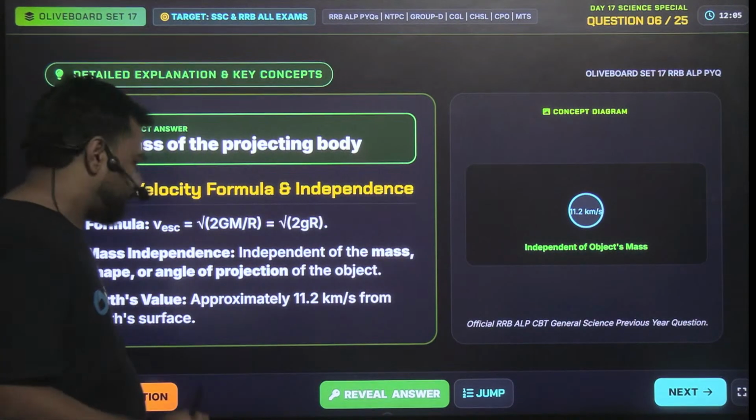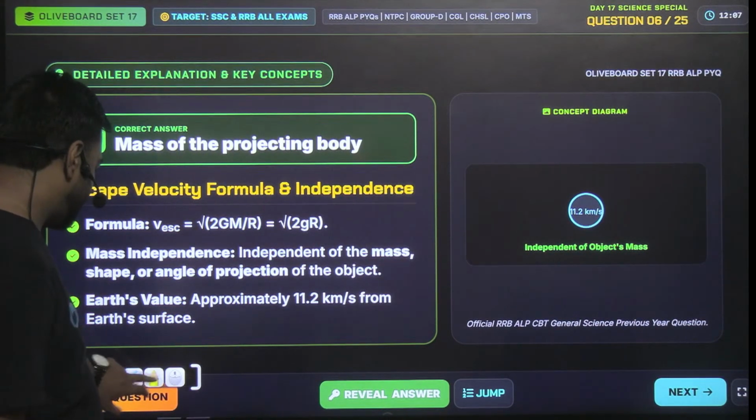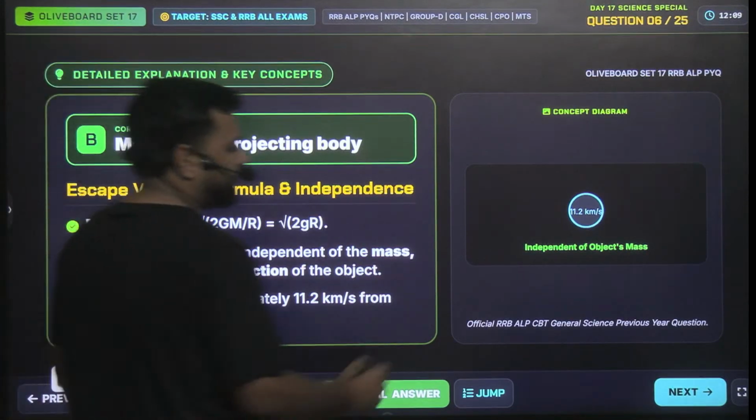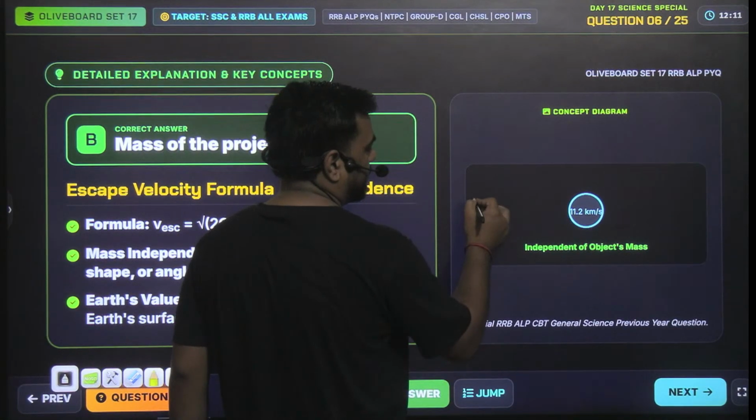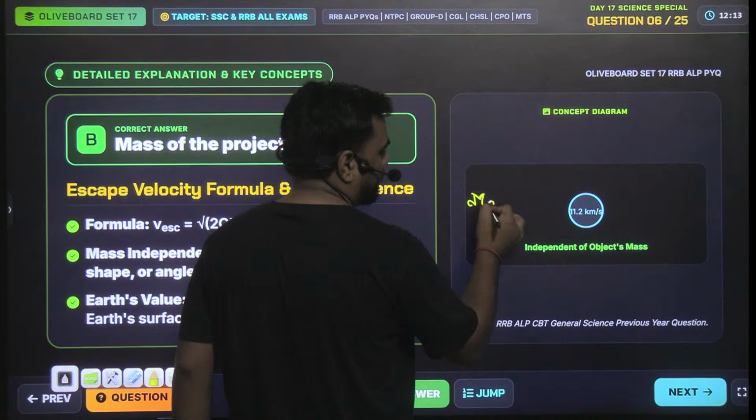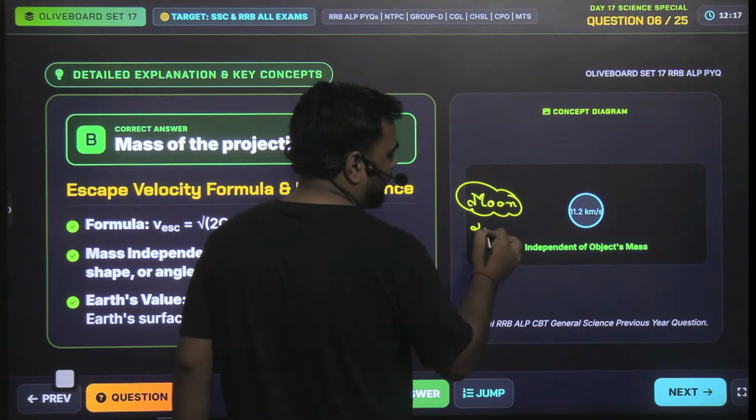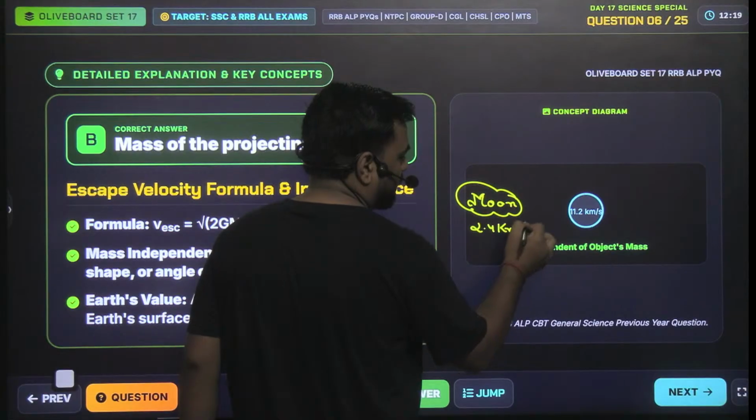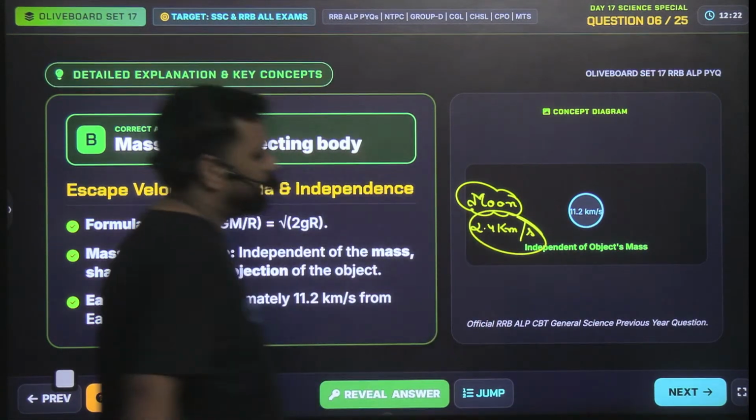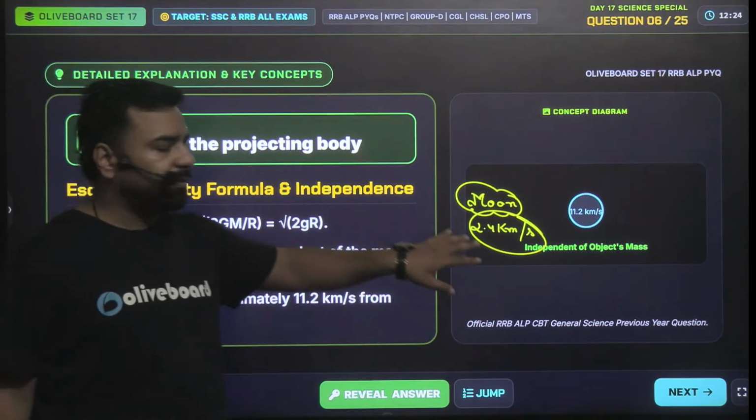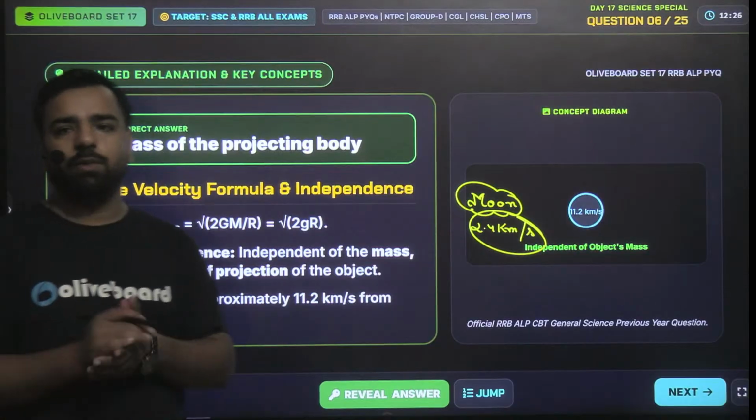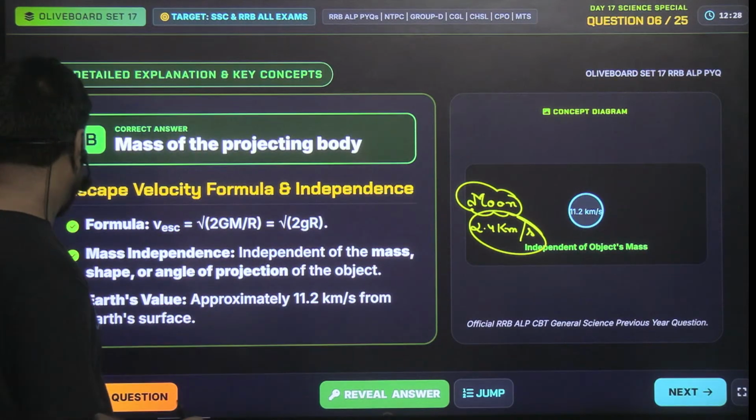Now guys, it's an important point. Here I need to write it. So guys, if I talk about the moon, so what is the value for the moon? For the moon, this value will be 2.4 kilometer per second, right? So 2.4 kilometer per second is for the moon, and for the earth it's 11.2 kilometer per second. Fine. Next, what's the next one?